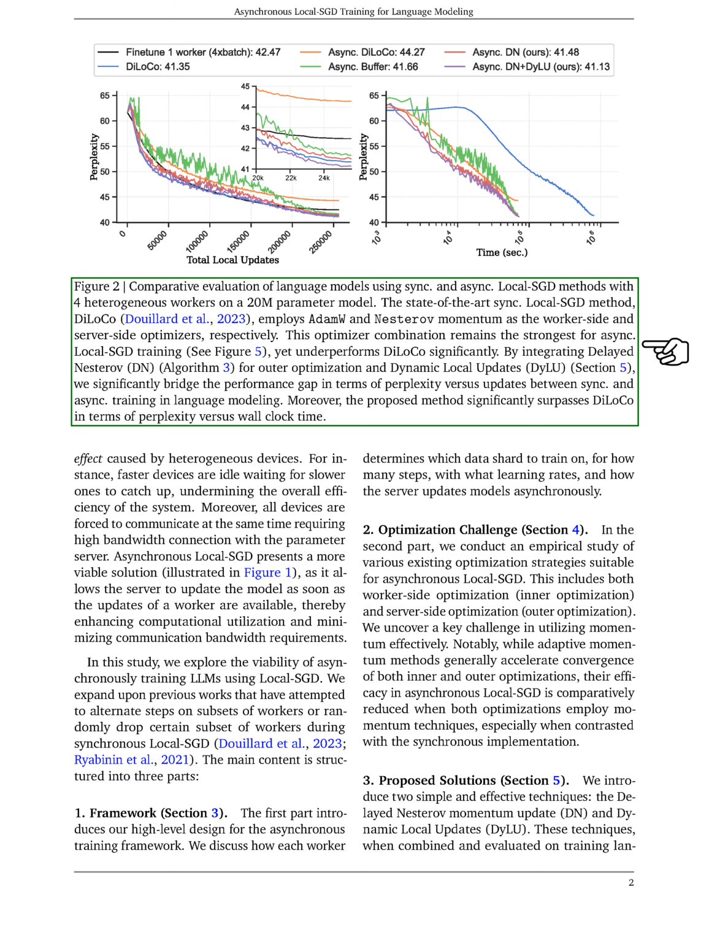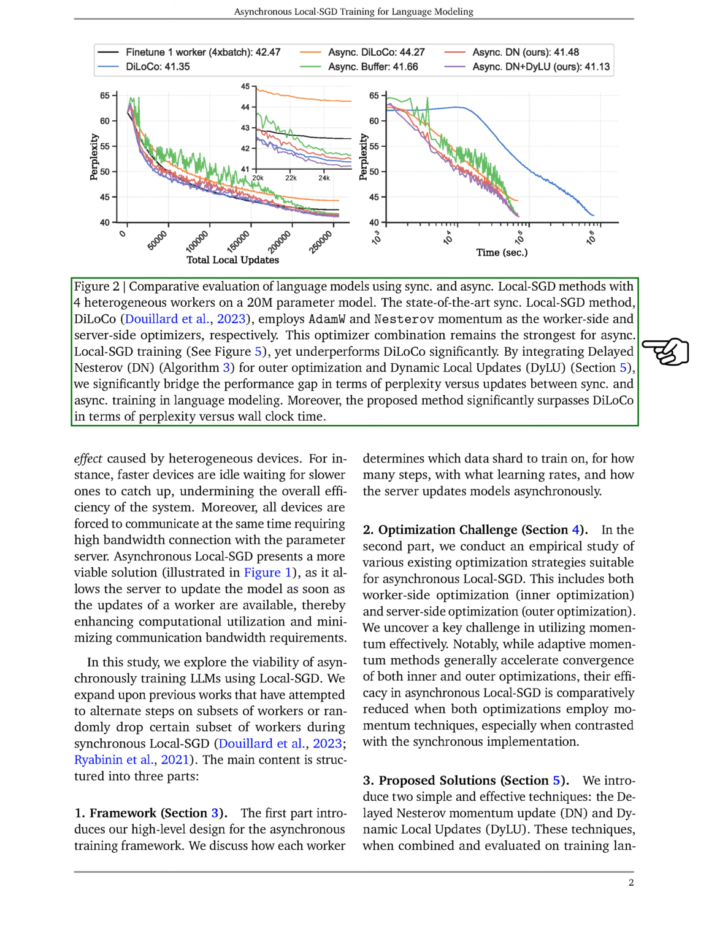In this study, we're going to explore the feasibility of asynchronously training LLMs using Local-SGD. We'll build on previous works that have tried to alternate steps on subsets of workers or randomly drop certain subsets of workers during synchronous Local-SGD. We'll introduce our high-level design for the asynchronous training framework, discussing how each worker determines which data shard to train on, for how many steps, with what learning rates, and how the server updates models asynchronously.